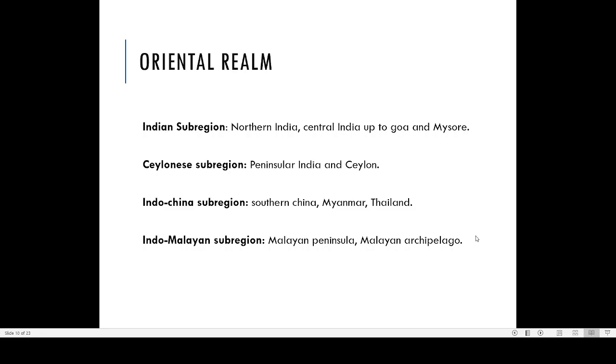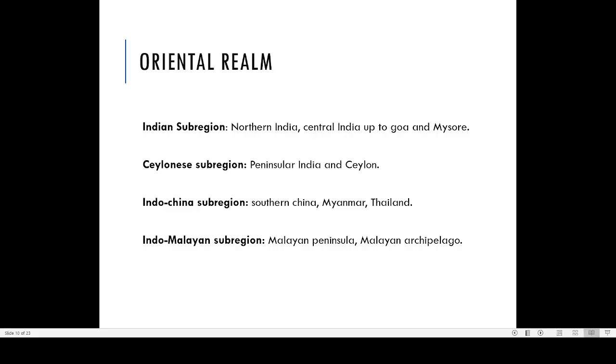The next one is what are the sub-regions of the Indian region or Oriental region. We have Indian sub-region, Ceylonese sub-region, Indo-China sub-region, and Indo-Malayan sub-region. These are the four sub-regions. The Indian sub-region includes mostly northern India and central India, up to Goa and Mysore. So Kerala and Tamil Nadu are not part of the Indian sub-region. Biologically, Kerala and Tamil Nadu come under the Ceylonese sub-region. So peninsular India and Ceylon are actually part of the Oriental region.